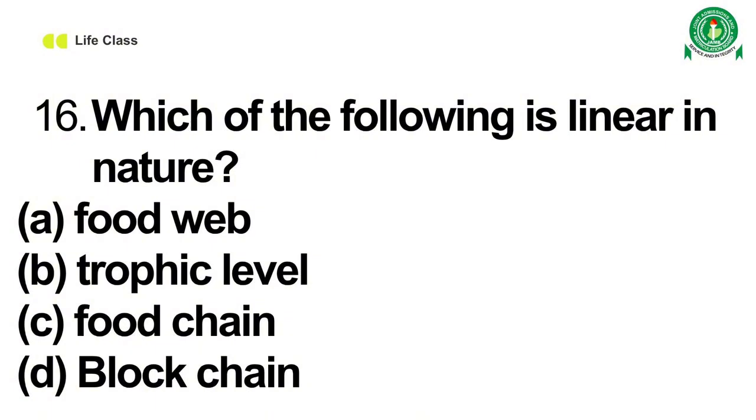Which of the following is linear in nature? So linear means that it is straight. Okay, so the option says A. Food web, which is not the answer because a food web is not straight, it's a web, so it's not a straight line, it's not a straight chain. Trophic level is not the answer. Food chain, which is option C, is the correct answer for this particular question.